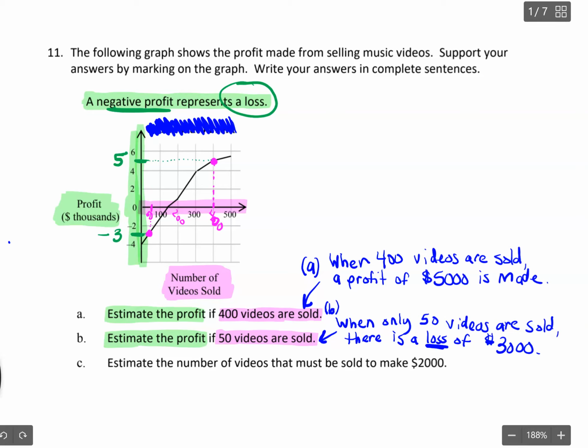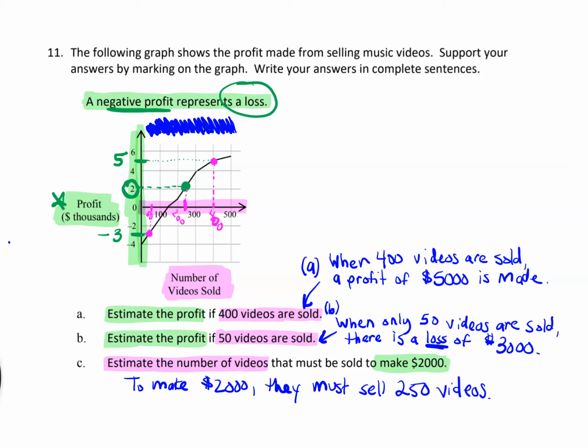Now we're switching it up on part C. Part C asks us to estimate the number of videos, that's information from that horizontal axis, that must be sold to make positive $2,000. That's a profit. So this time I'm going to start by locating $2,000 of profit. Then I'll backtrack horizontally till I hit my graph. And then I'll go down to see how many videos represent that $2,000 profit. And I can see it's between 200 and 300. So that would be 250 videos. So writing that in a complete sentence, I wrote, to make $2,000, they must sell 250 videos.